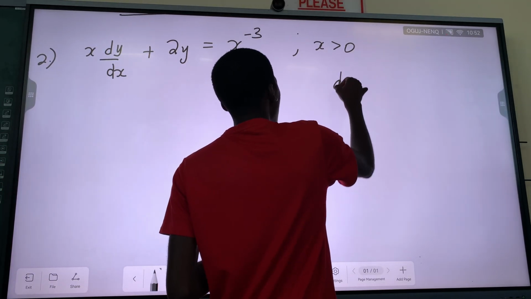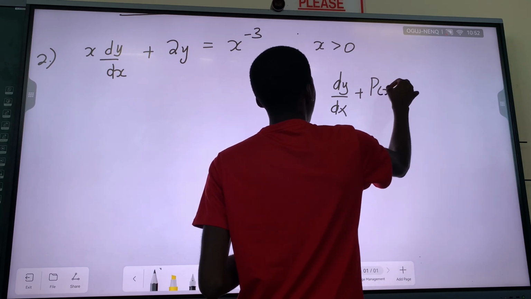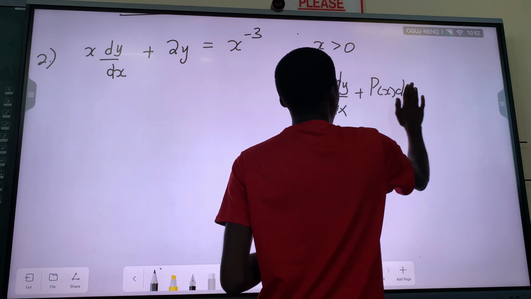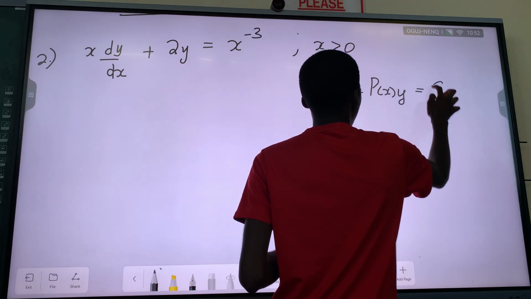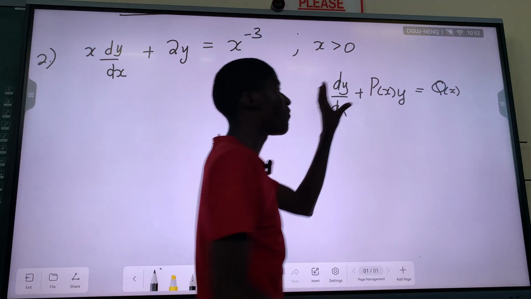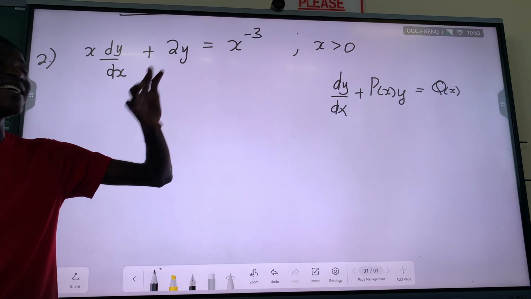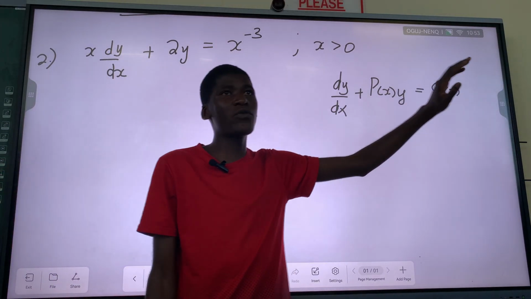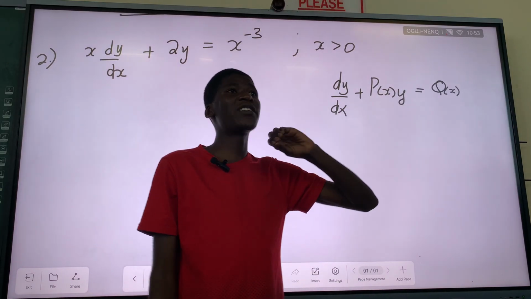No. Because what format do we want? dy/dx plus P(x) times y is equals to what? Q(x). And this is the format that we want. We have checked other things; now we want to achieve this format of equation. Do you see that? How do we achieve this format of equation?